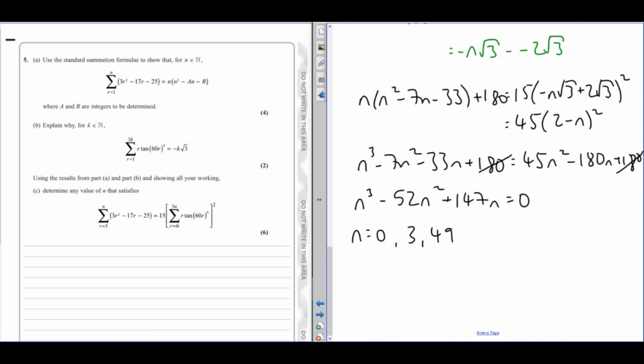Only one of these is okay. So n equals 0 doesn't work if you sub it into the sum. You can't put it in the top. n is 3 also doesn't work. You can't have that because we're starting at 5 and 6. So the only solution that works for this is n equals 49.